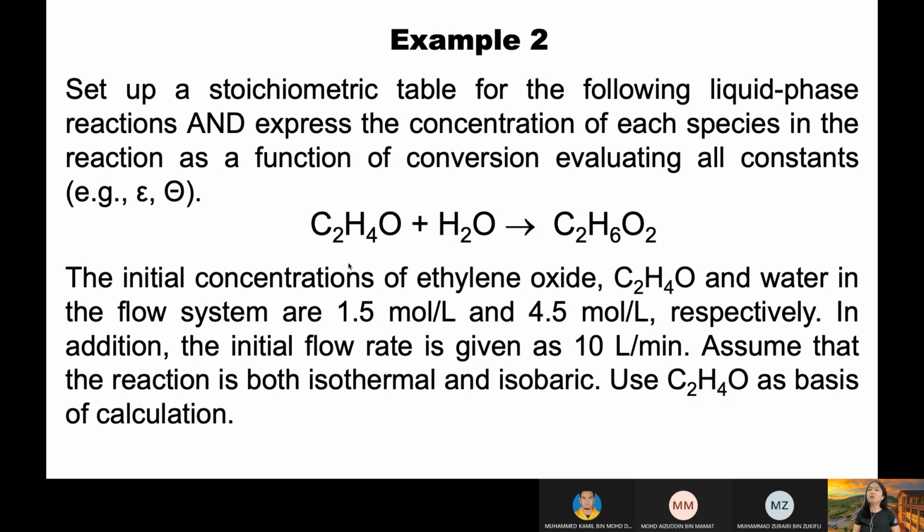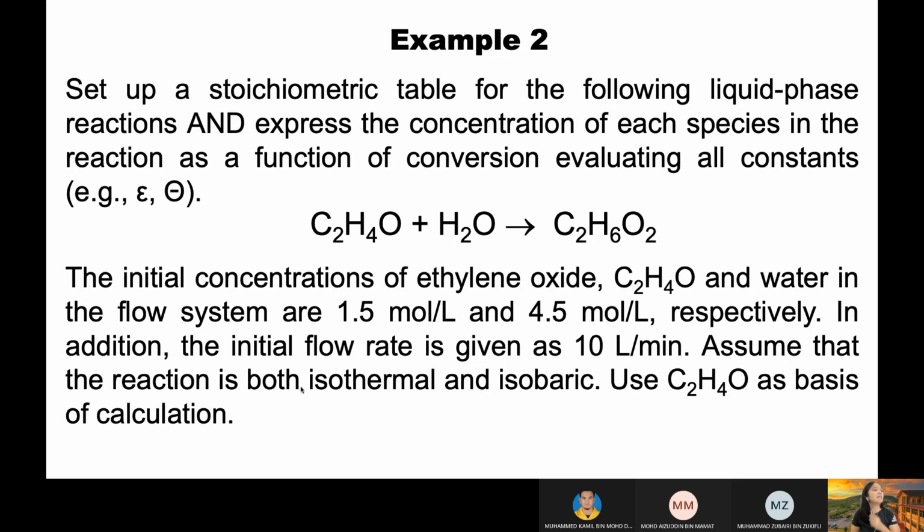So ethylene oxide adalah A, water adalah B. So 1.5 mole per liter tu adalah CA0 sebab ethylene oxide adalah A. So CA0, A is ethylene oxide, not is initial. So initial concentration of A is 1.5 and because water is B, so CB0 4.5. So CA0 1.5, CB0 4.5. So how do I know dia initial? Kan dia kata initial concentration.